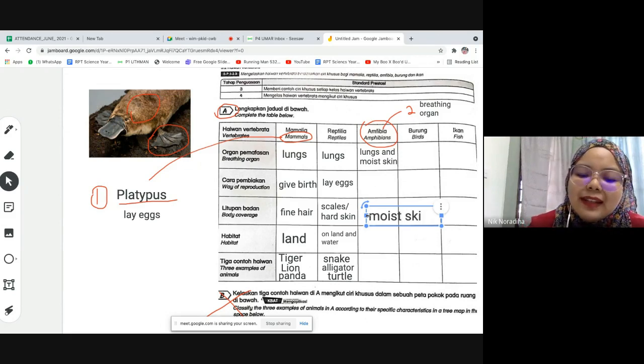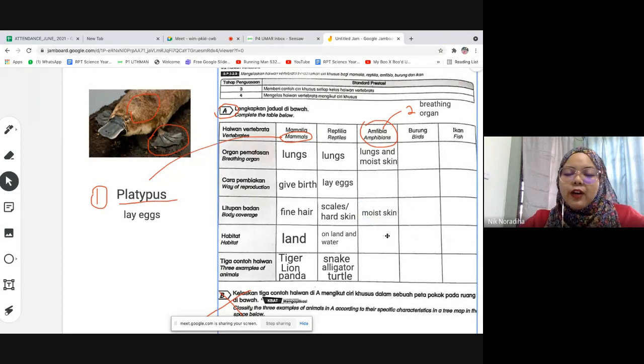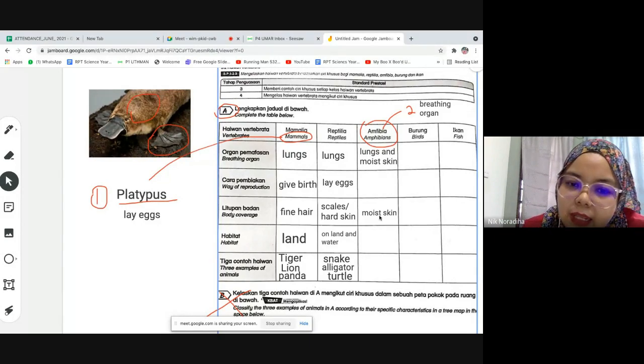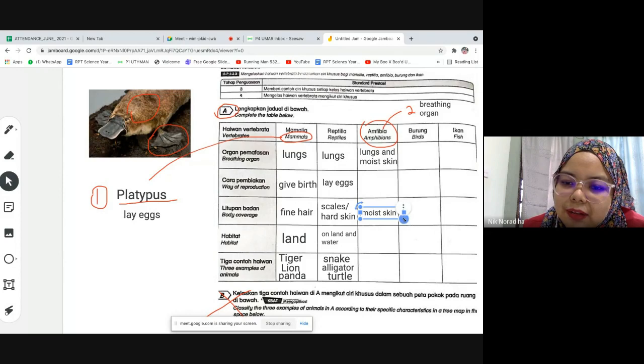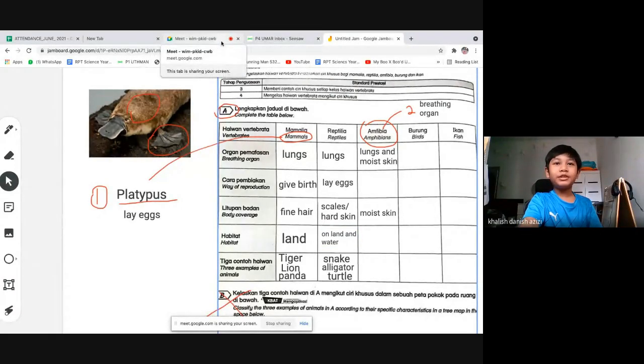Why? So that it's easier for gases exchange to happen. What is gases exchange? Oxygen to diffuse in and carbon dioxide to diffuse out. That is gases exchange. Okay. All right. Okay. Next one. Okay, Adib already answered for body coverage. You will call someone to answer. What way of reproduction is it?